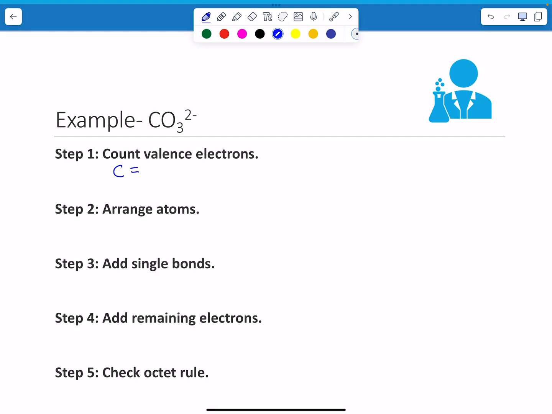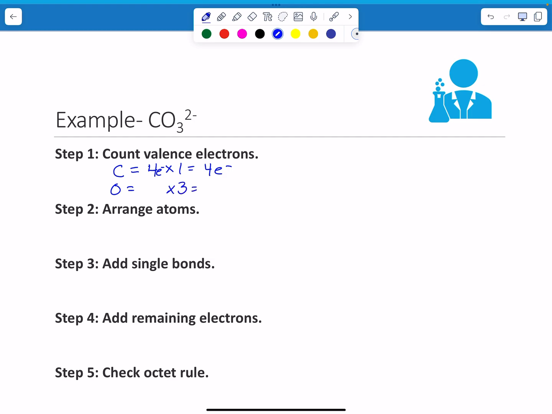Carbon is in group 4, so carbon has 4 valence electrons. How many carbons are in our compound? 1, right? So this is 4 electrons times 1 carbon atom. So we've got 4 electrons from the carbon. Oxygen. Okay, we've got 3 oxygen atoms.